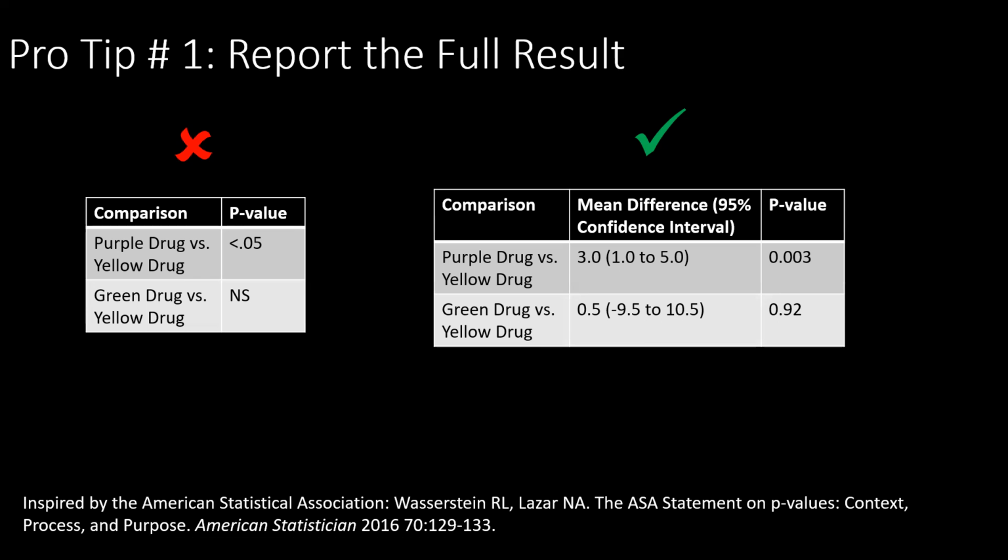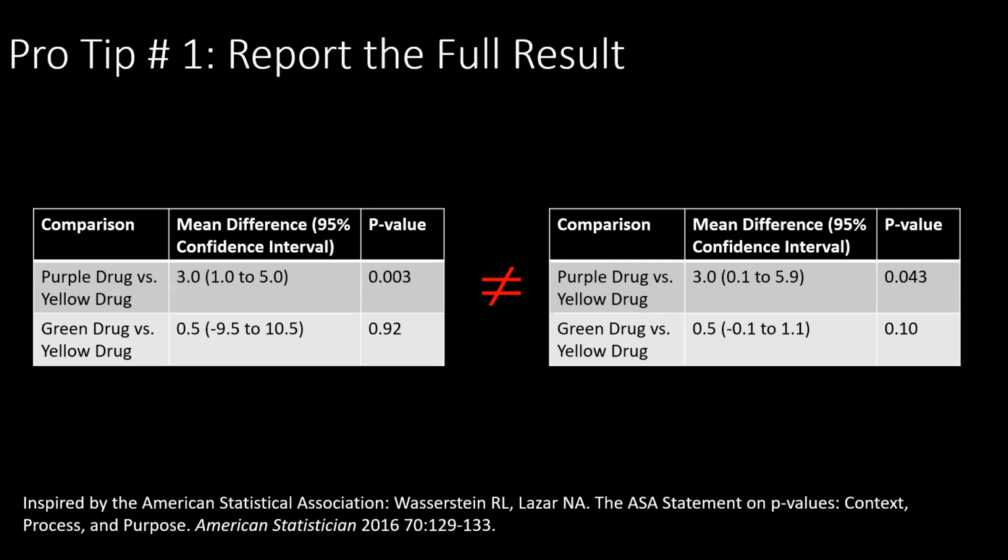The reason why we want to do this is, let's compare these results. These results are both consistent with what we saw on that left-hand table in the previous slide, in the sense that in the first line, the p-value is less than 0.05, and in the second line, the p-value is greater than 0.05. But intuitively, these are very different results. Having a p-value of 0.003 is not the same thing as a p-value of 0.043.